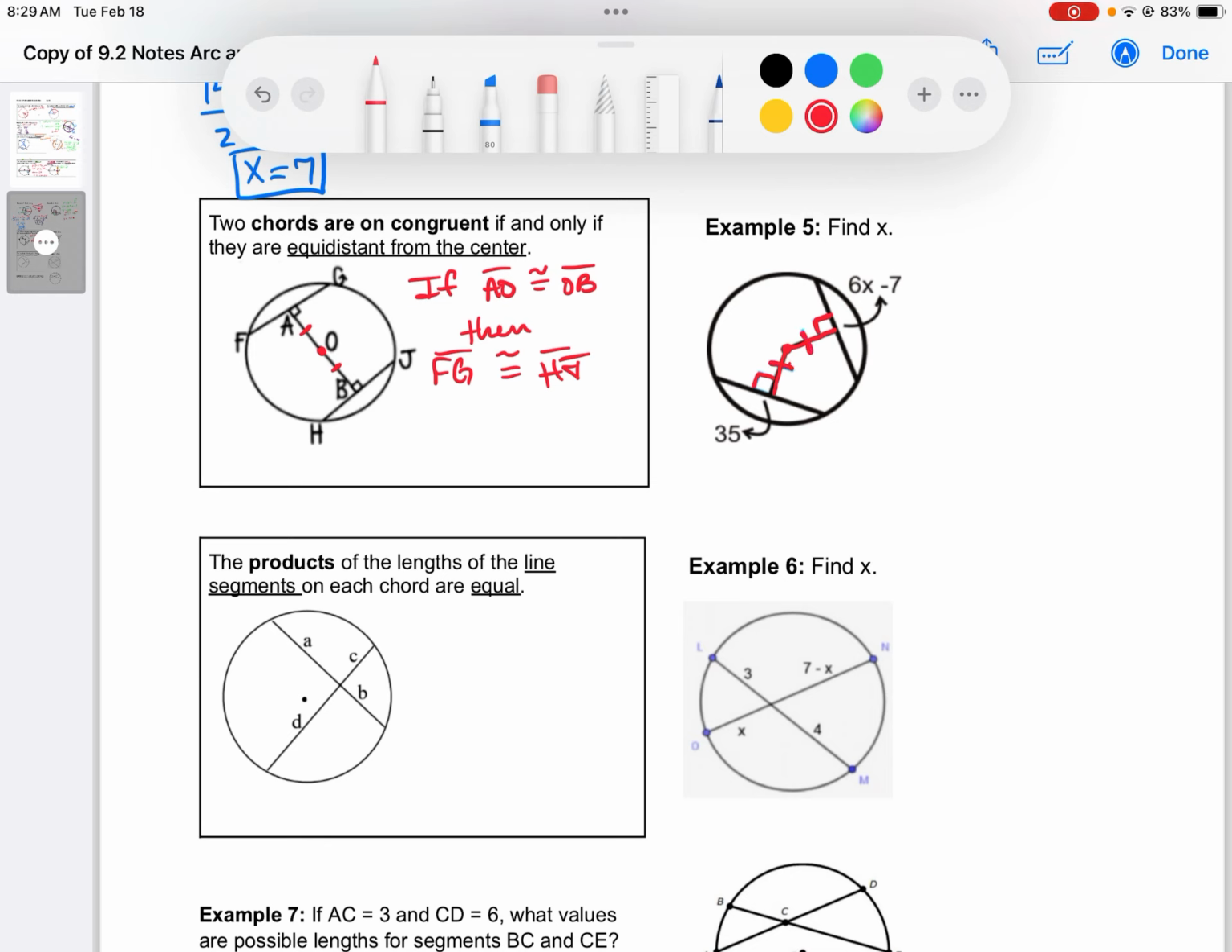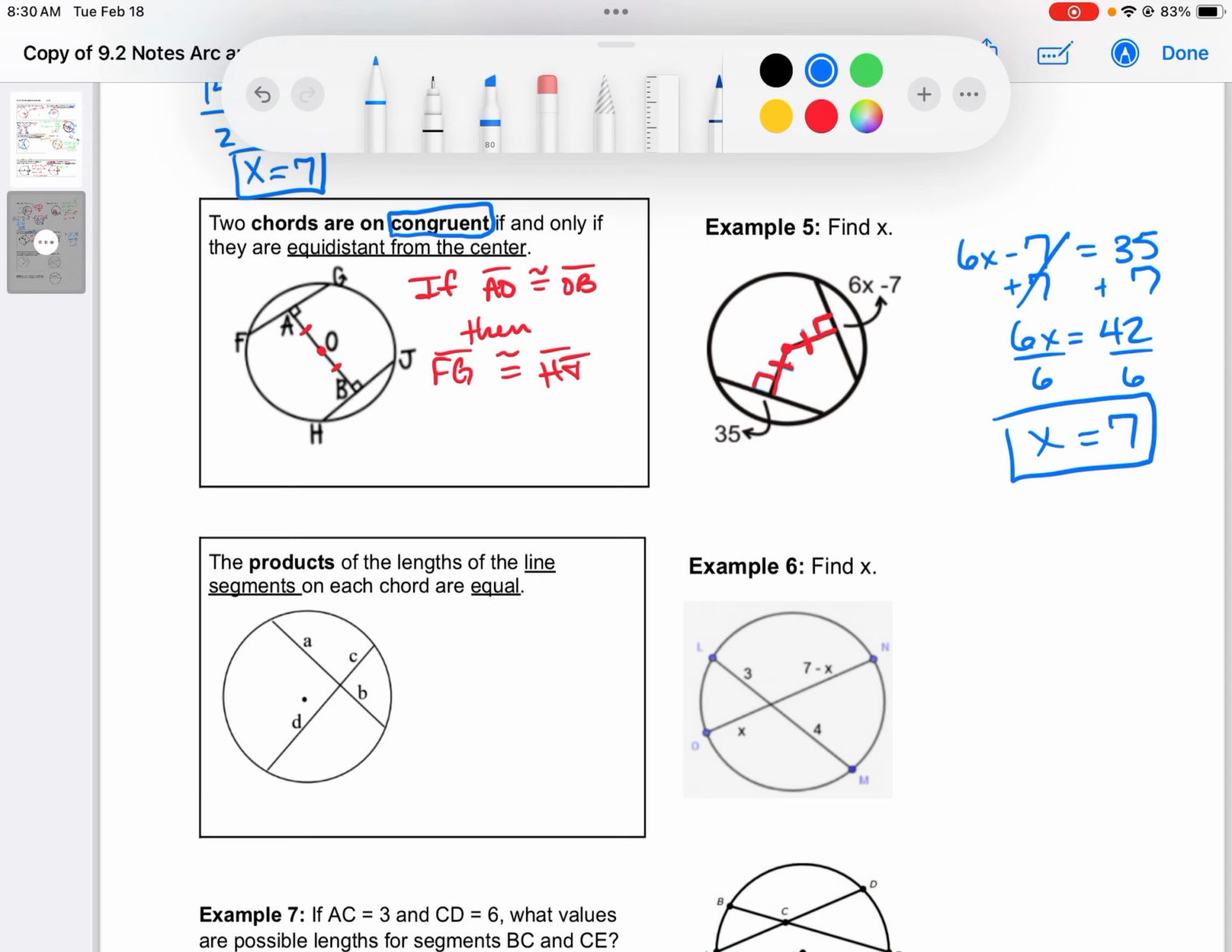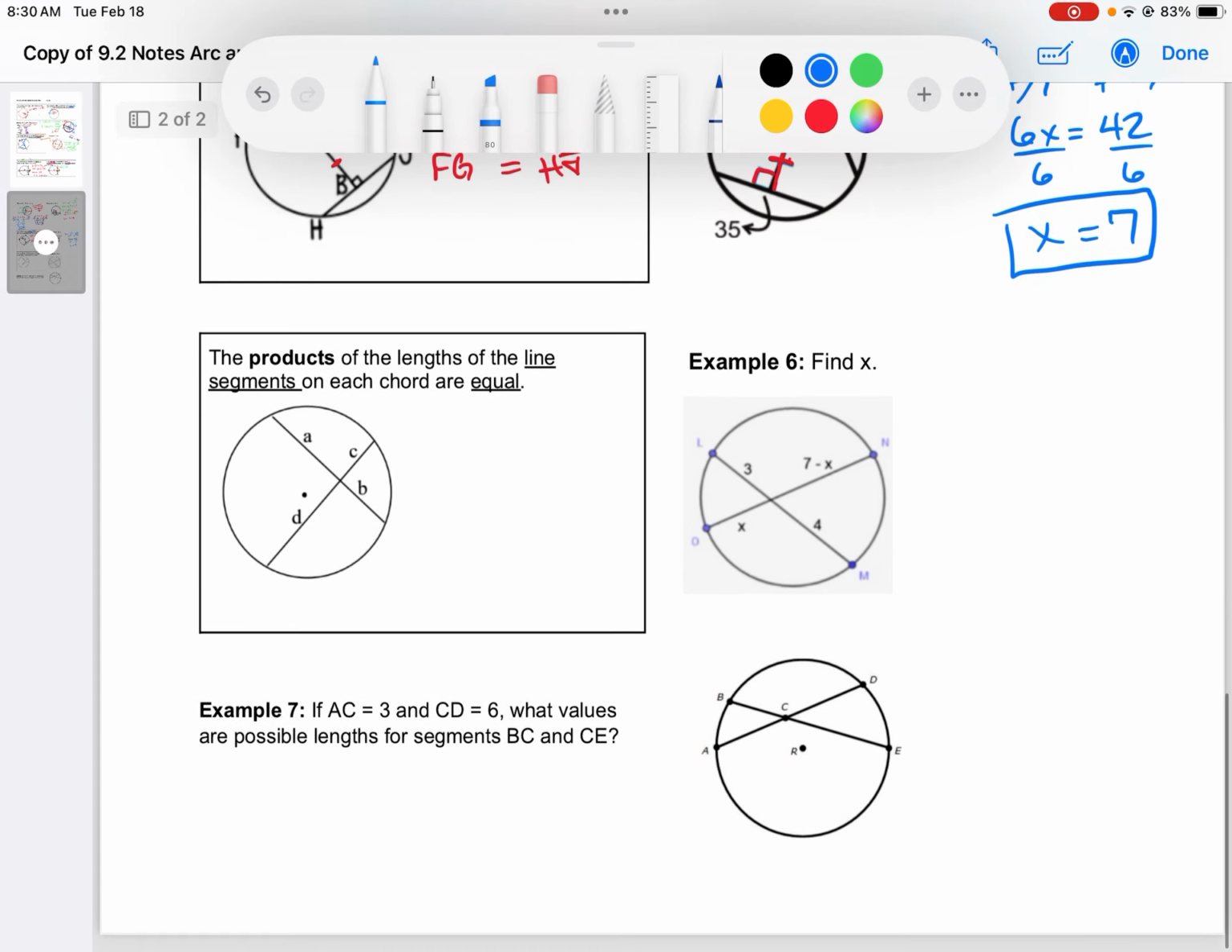And then they are also congruent. That's what the little mark means. So what we've just proven is that these two chords are the same distance from the center. And if they're the same distance from the center, they are congruent. And so I can set them equal to each other. And once they're equal to each other, I can use algebra to solve for x. And x equals 7. X is equal to 7 a lot today.